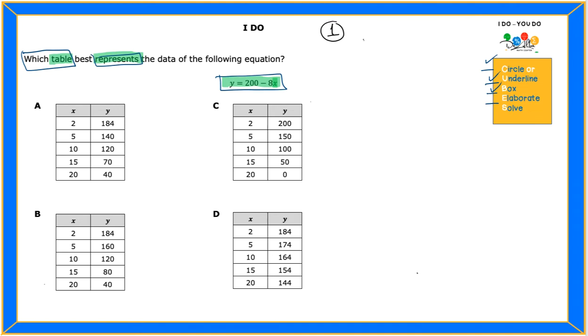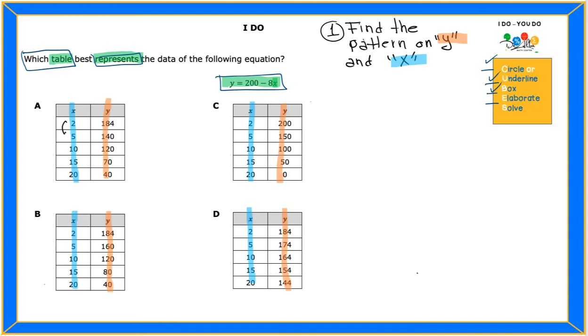Remember, step one, and I'm gonna write it right here. Step one is find the pattern on Y and on X. For Y, I've been using orange, and for the X's, I've been using blue. So all this will be the blue, the left side, and the right side, I'm gonna represent the changes on the y-axis. Okay, so let's get started with choice A. I'm gonna check from 2 to 5, the difference is plus 3. From 5 to 10, plus 5. From 10 to 15 is also plus 5. And from 15 to 20 is also plus 5.